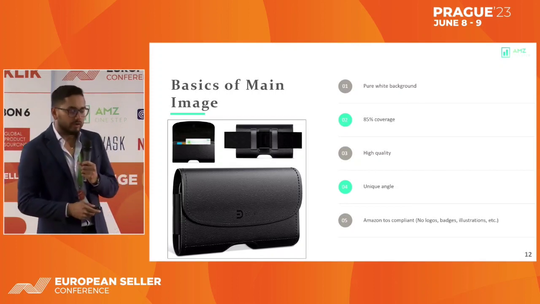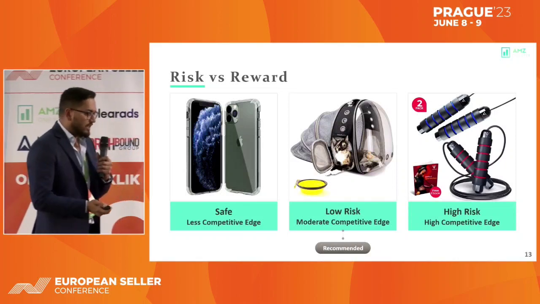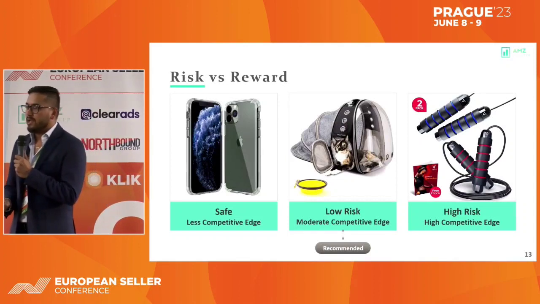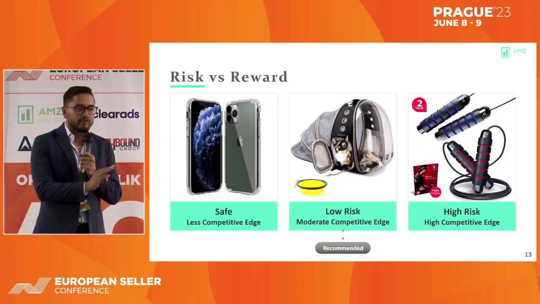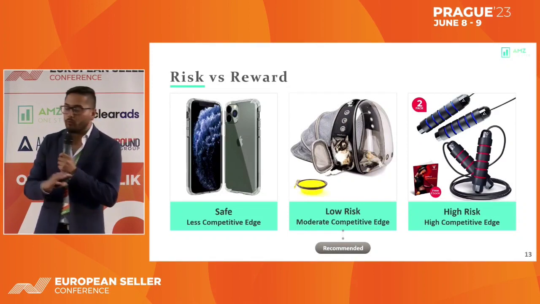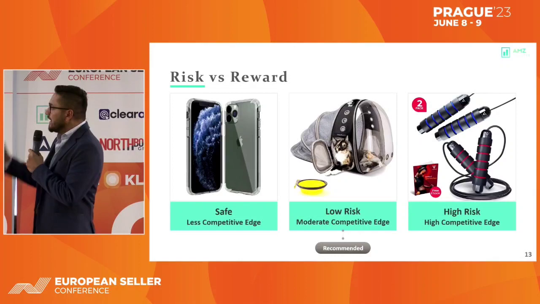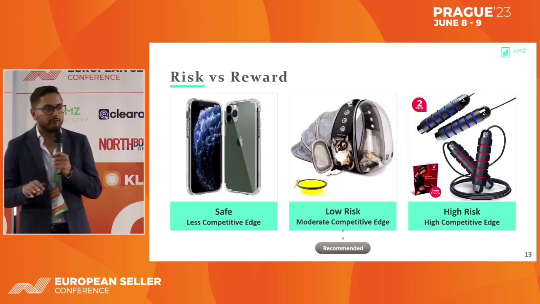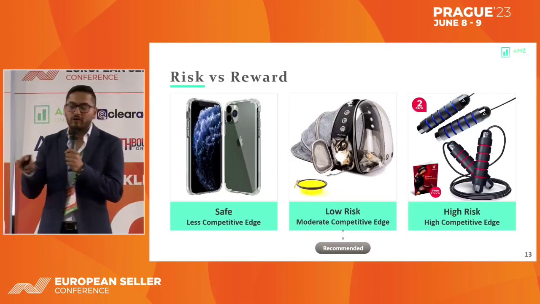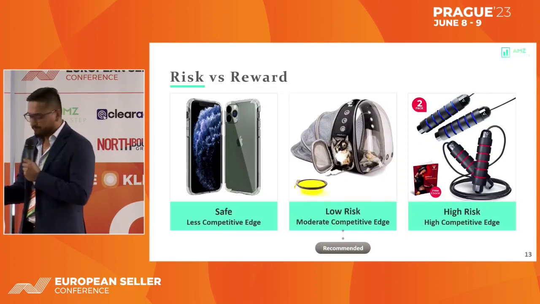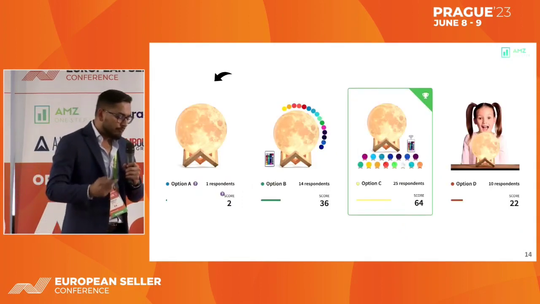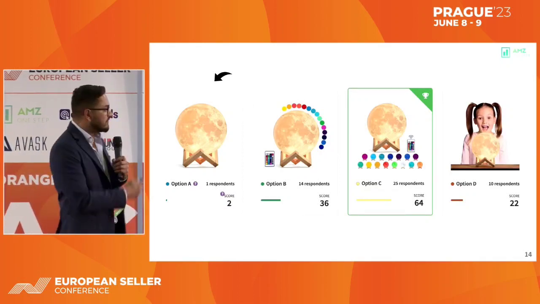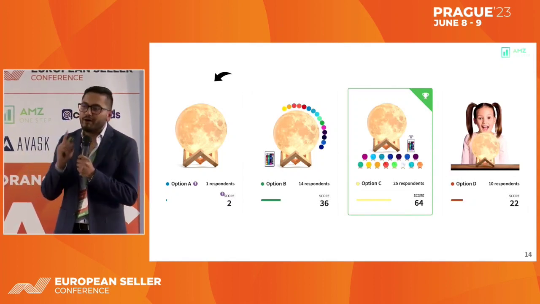Part one, how to increase the CTR. Let's take a look at the risk versus reward. The image on the left is the safest image, but it gives you the least competitive edge. The image on the far right is a little bit risky, but it gives you a really high competitive edge. What we recommend is staying in the middle, doing something creative, which is still Amazon compliant, or which the Amazon system cannot really catch, so that you win on Amazon. Some of you are already thinking, Kamal, but that's not really Amazon compliant. But if you look at this slide, there's only one image which is perfectly Amazon compliant.